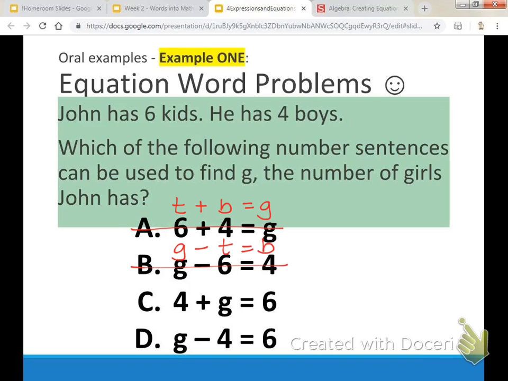Let's look at the next one, C. So 4 stands for the number of boys, plus G stands for the number of girls, equals total. Is that a true statement? Boys plus girls equals total? Yes, so C is our correct answer. You can put that on your paper. Let's go ahead and do D real quick just to make sure that we understand what D is about. So D is the number of girls, take away the what? Number of boys gives us the total. That doesn't make sense. Girls takes away boys, gives us the total. So we know the only one that makes sense is C. Okay? All right, questions on that one?